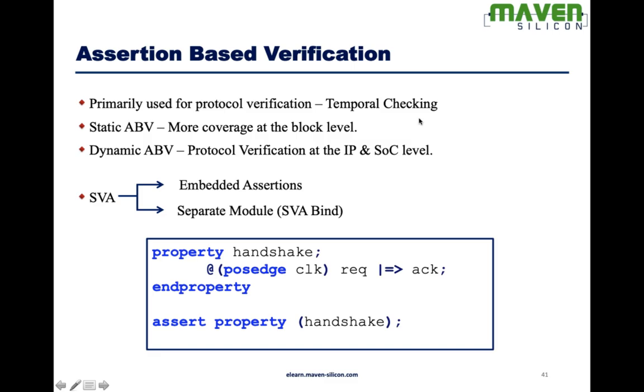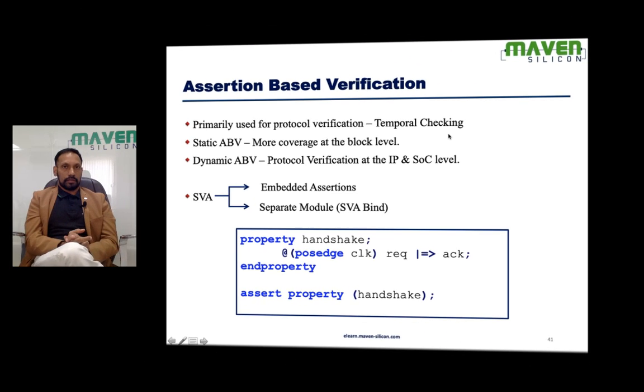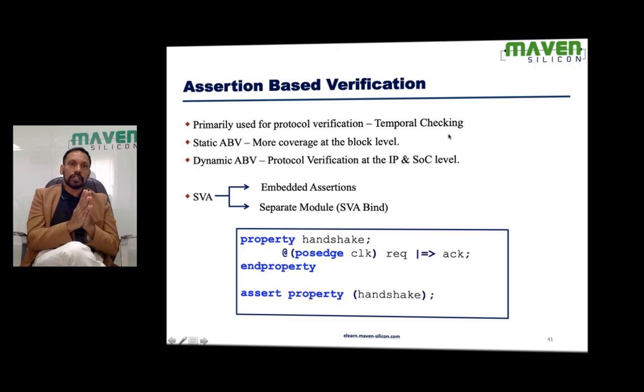We also use assertion-based verification to verify the protocol. When it comes to protocol verification, we want to verify everything in terms of clock cycles. That's where we apply temporal checking. Generally, for assertion-based verification, there are two kinds of technologies available. One is static ABV, which is primarily used for verifying the functionality, and the other one is dynamic ABV, which can be used for both protocol validation and functionality verification, and can be applied at any level, IP level or SOC level.